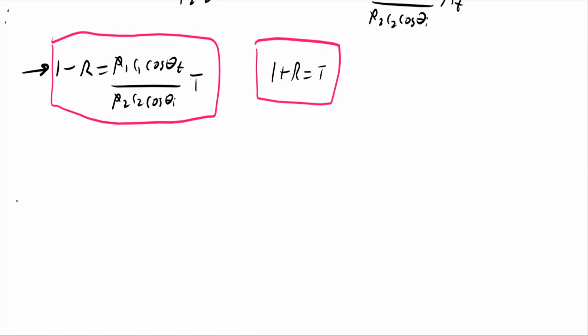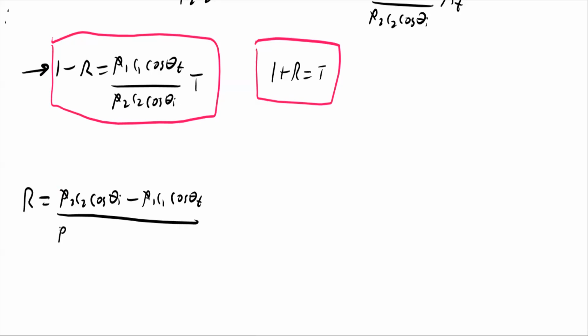And if you do that together, you solve the system for R and T, you yield that R is equal to rho 2 C2 cosine theta I minus rho 1 C1 cosine theta t over rho 2 C2 cosine theta I plus rho 1 C1 cosine theta t.